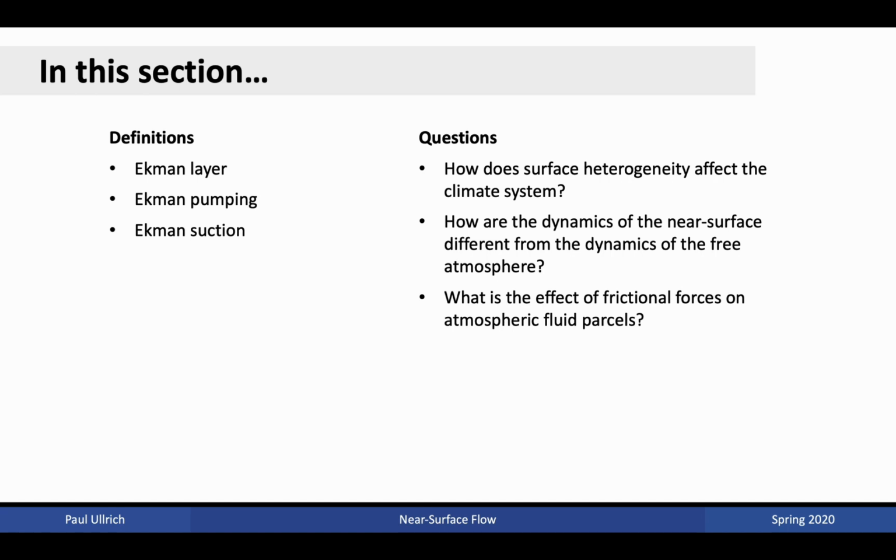In this section, we're going to be focusing on Ekman theory. The definitions you need to know are that of Ekman layer, Ekman pumping, and Ekman suction. The key questions we want to answer are: how does surface heterogeneity affect the climate system? How are the dynamics of the near surface different than the dynamics of the free atmosphere? And what is the effect of frictional forces on atmospheric fluid parcels?